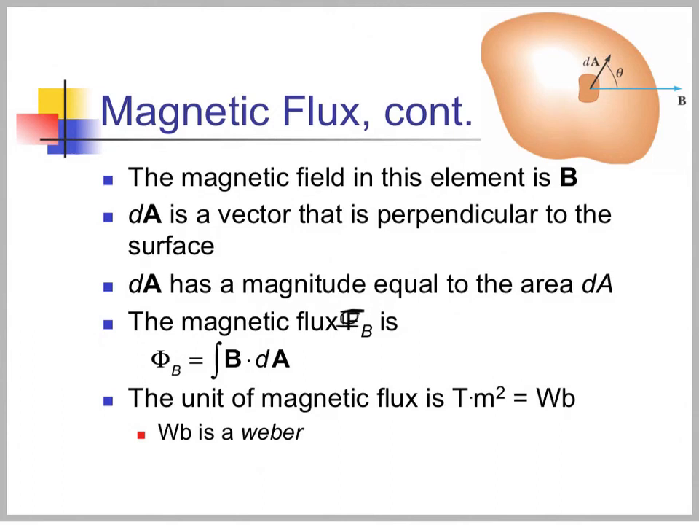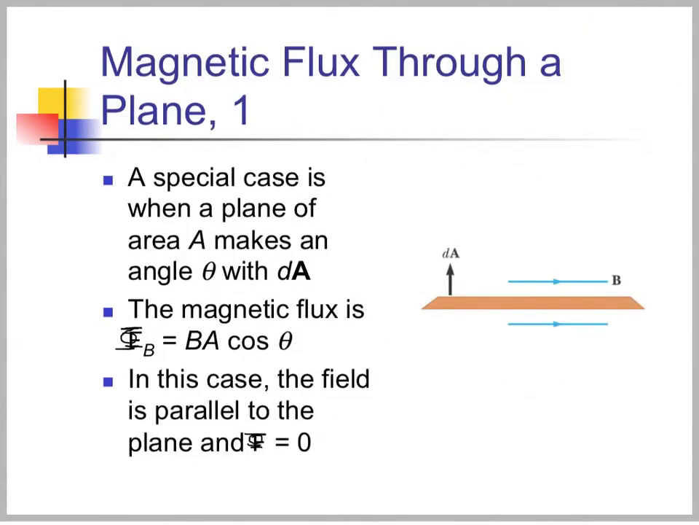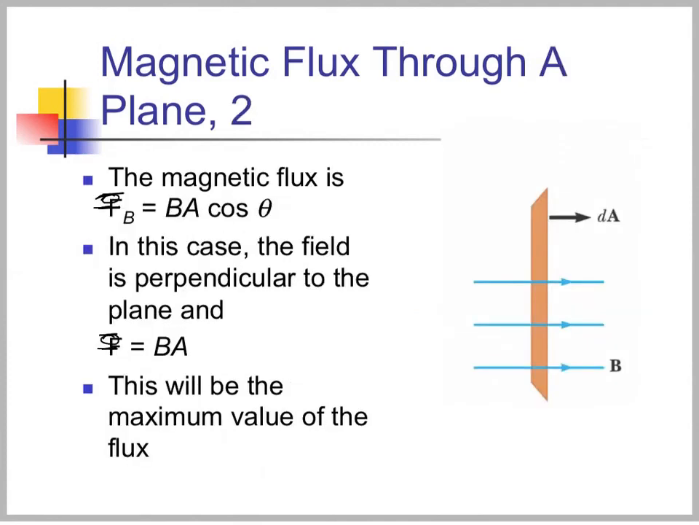Now, a special case of flux is when a plane of area A makes an angle theta with dA. The magnetic flux is equal to BA cosine theta. In this case, the field is parallel to the plane and the flux through it is 0. Here the magnetic flux is again BA cosine theta, but now I have the field perpendicular to the plane, and so the flux through this plane is just B times A. This is going to be the maximum value of the flux.